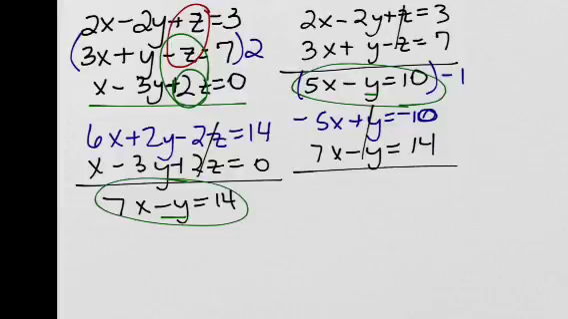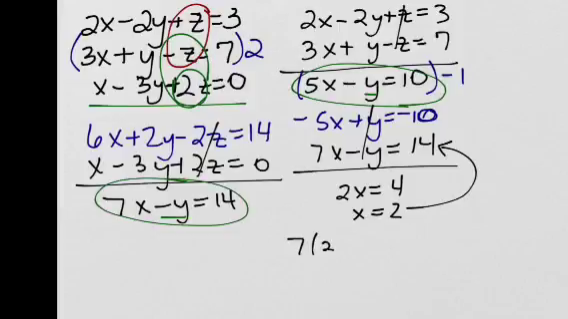If I add these together, I get 2x equals 4, so x equals 2. To figure out y, I can back substitute this x into either of these equations. 7 times 2 minus y equals 14. 14 minus y equals 14. That tells me y has to equal 0.